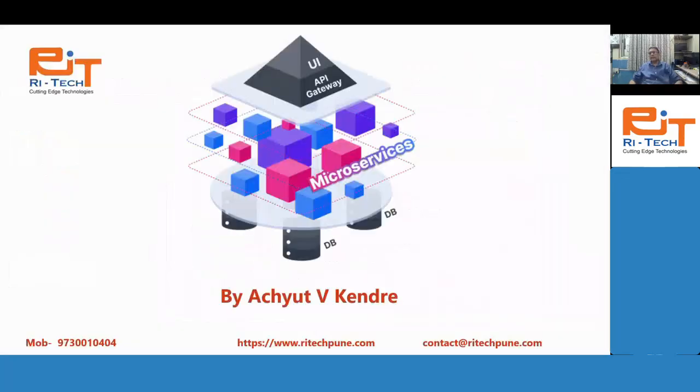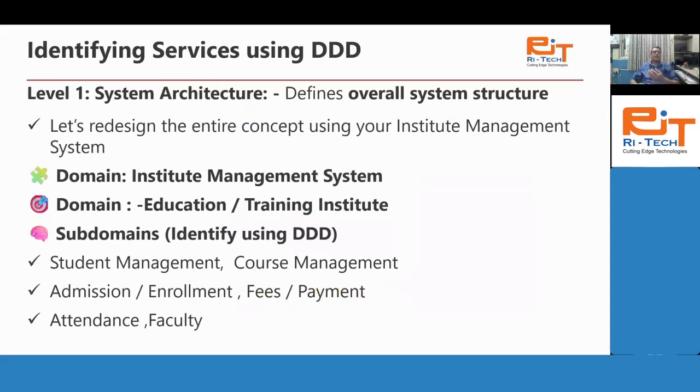So let's continue where we left. Now let's have the practical implementation of microservices with them. So identifying the service using DDD. So we already know, DDD को use करके हम services को identify कर सकते हैं. Now here we are taking the example of institute management system.